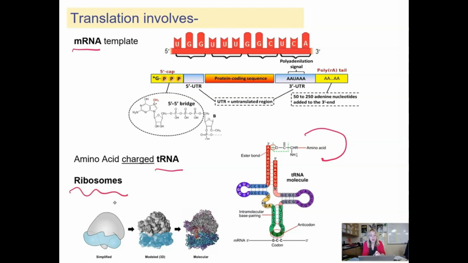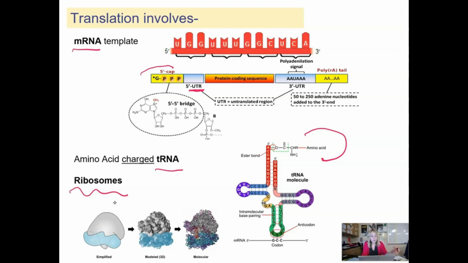If you notice, the actual structure of mRNA is as follows. So we have a 5' GTP cap followed by the 5' UTR, which is that untranslated region. This is where ribosomes are going to bind to mRNA and initiate translation. So we know that this is the beginning of the message.